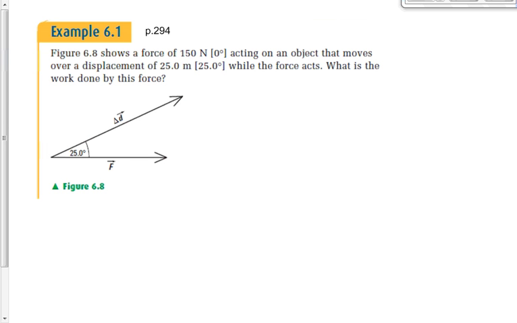Question says, figure 6.8, I should say, shows a force of 150 newtons at 0 degrees acting on an object that moves over a displacement of 25 meters at 25 degrees while the force acts. What's the work done by this force? F times D or FD cos theta? Matt, FD or FD cos theta? Good.